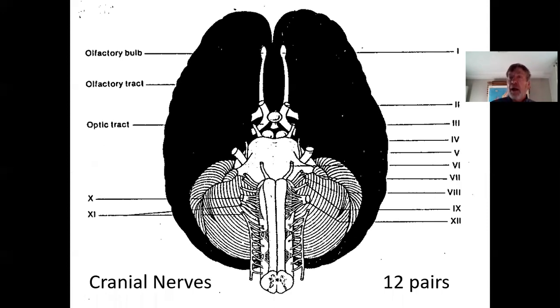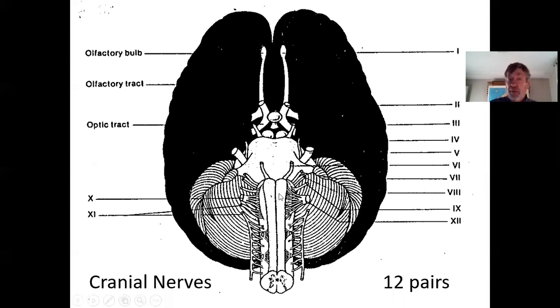C-E-R-E-B-E-L-L-U-M, cerebellum. That just means little brain. And the cerebellum doesn't help you think. The cerebellum is mostly for fine motor control, fine muscle control, so that you can thread a needle. So you can do fine things. If you have cerebellum disorders, you're often not walking very well. You're staggering. Some people with cerebellar disorders are picked up for being drunk, and they're not.